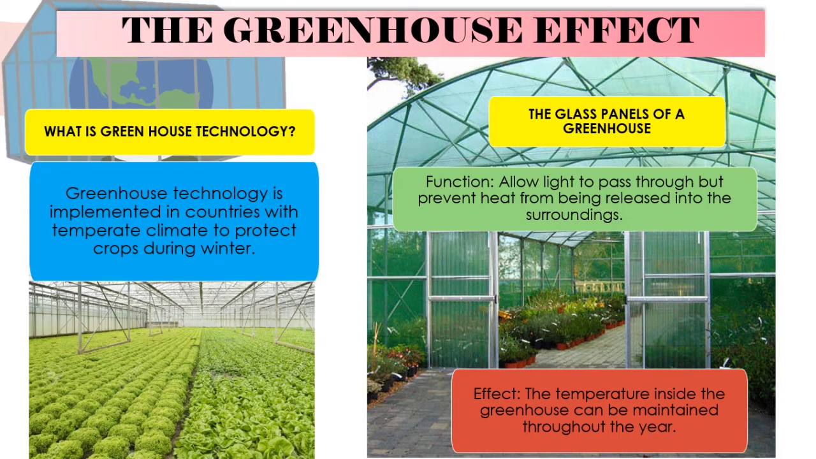Jadi rumah hijau ni sebenarnya digunakan di negara 4 musim untuk memastikan tanaman sentiasa dihasilkan. Jadi greenhouse effect ni kita umpamakan bumi seperti di dalam keadaan di dalam rumah hijau. Kita umpamakan bumi berada di dalam rumah hijau. Jadi efek dia adalah suhu yang tinggi di dalam rumah hijau. Jadi glass panel greenhouse ni kita ibaratkan seperti greenhouse gases.